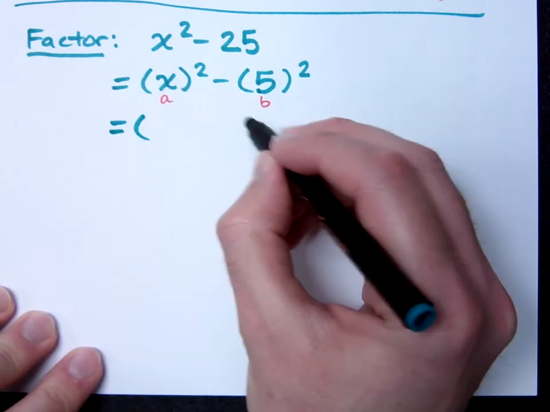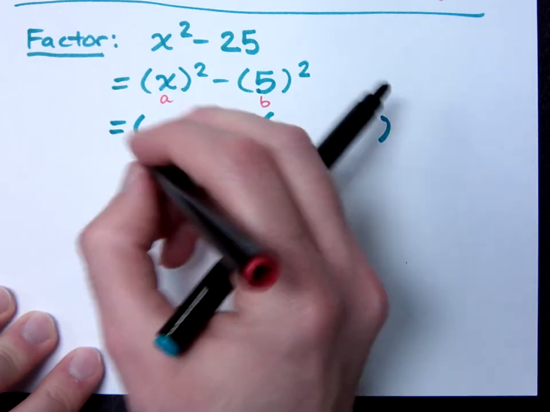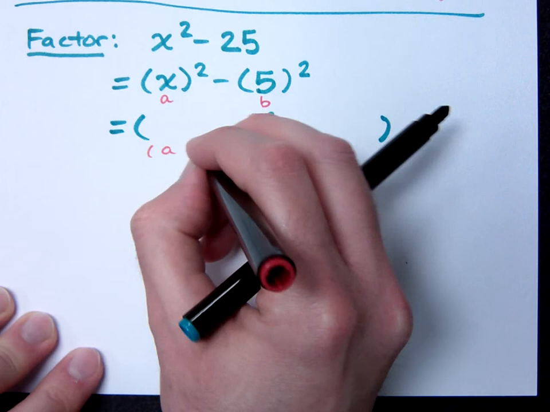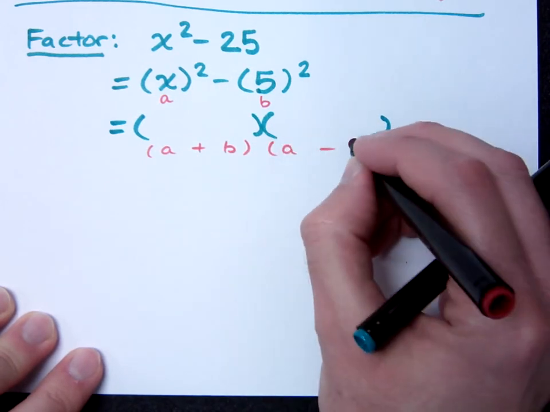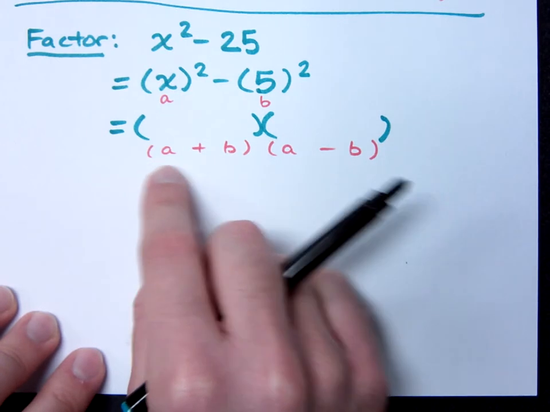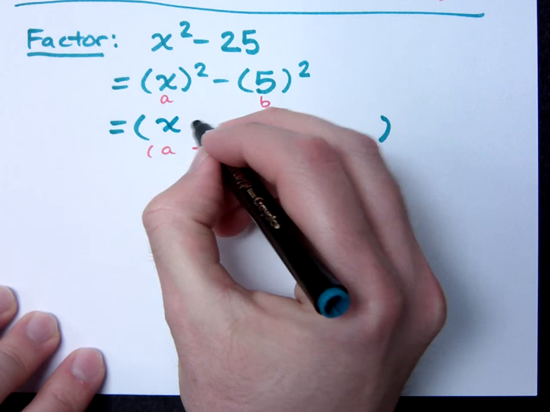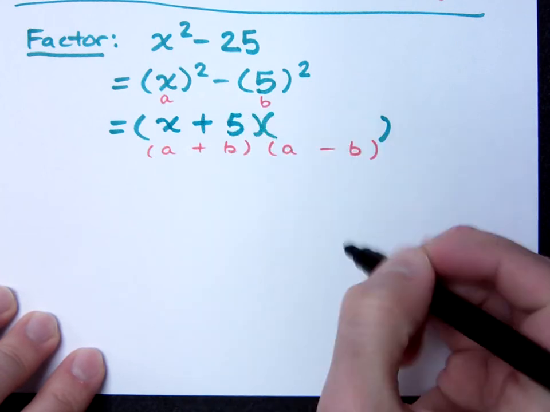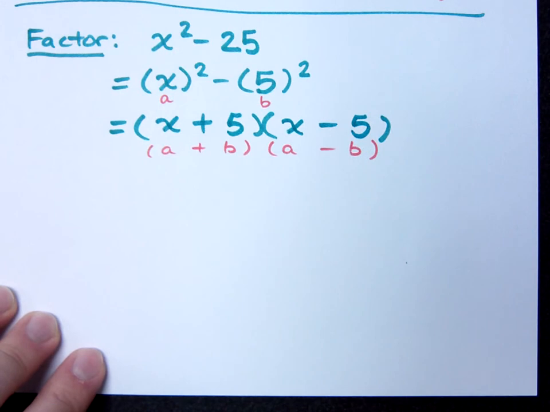So when I factor this guy, a lot of times what you may want to do when you're using these formulas is write the formula underneath the factored form just so that you can put everything into it correctly. So if I'm saying that the formula is a plus b times a minus b, what would you write here for a plus b? X plus 5. What's the other factor? X minus 5.